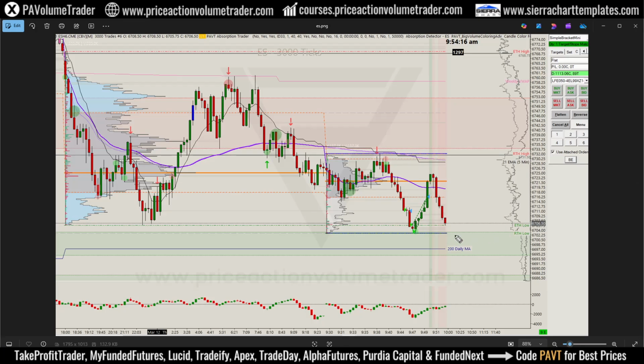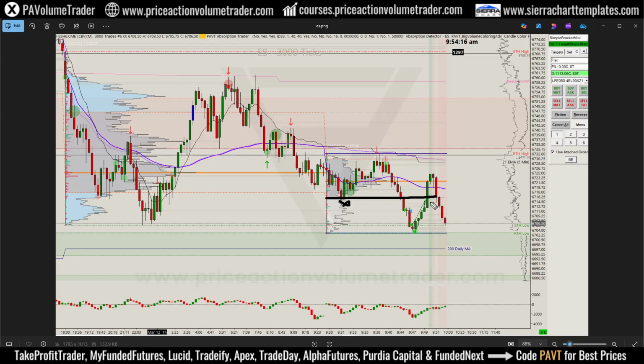And so that is the screenshot right here. You can see I added a contract into it. I bought the first one on this first reaction right after we wicked through the overnight low. And then I added another one right at the low volume node zone. And then we had this nice pop up, and I got out basically here at this previous low. And this was exactly the amount I needed to pass the evaluation.